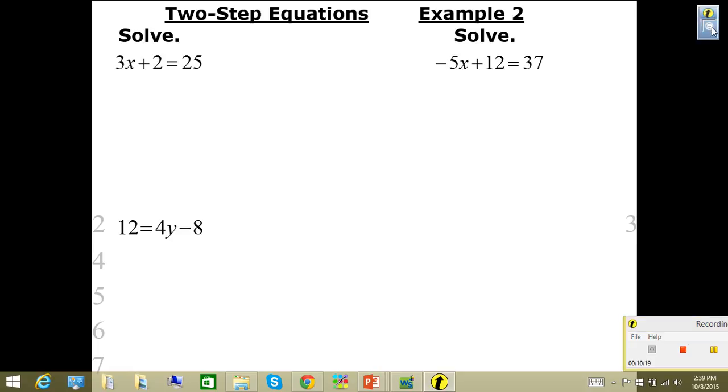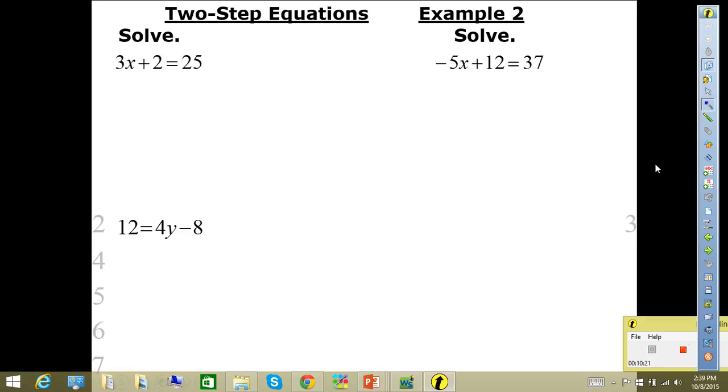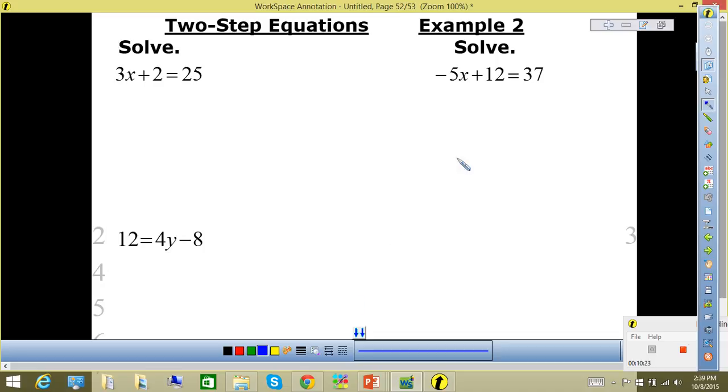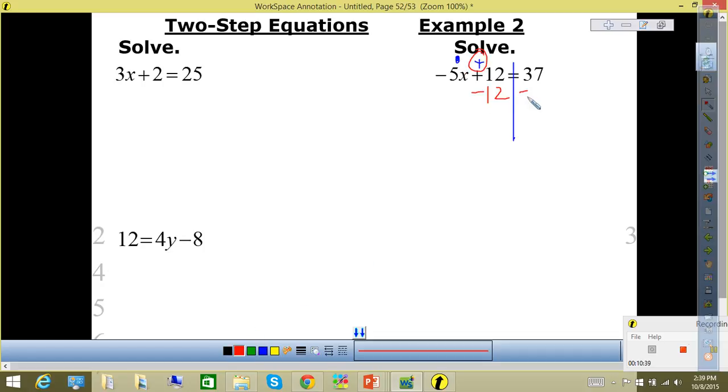All right, let's see what we got. Here goes the process. Line down the equal sign. Guys, focus, please. Here it goes. What operations do we have? Addition and multiplication. Where do I start? Inverse is subtract 12. Subtract 12. We're left with negative 5x equals 25.